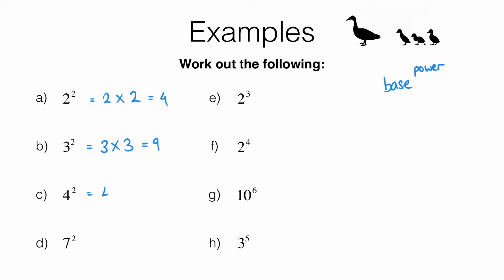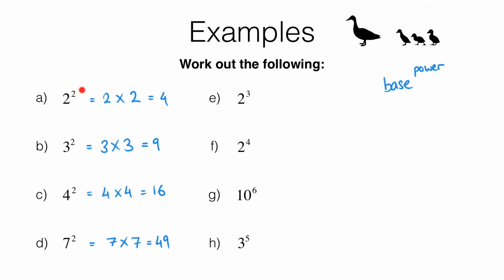Part C is 4 to the power of 2. So that's 4 times itself, and that makes 16. In part D, we've got 7 to the power of 2, which makes 7 times 7, and that equals 49.